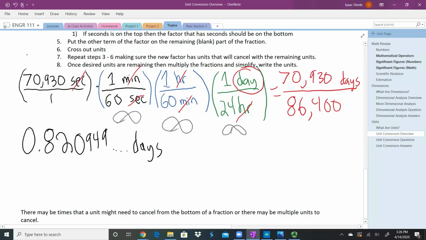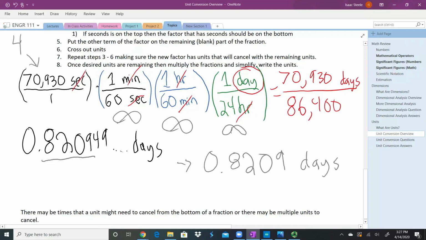In this case, how many significant figures do I have? I'll give you a second to think about it. We have 4 significant figures. And so that means my answer only can have 4 significant figures. And so if I rewrite this, it would be 0.8209 days.